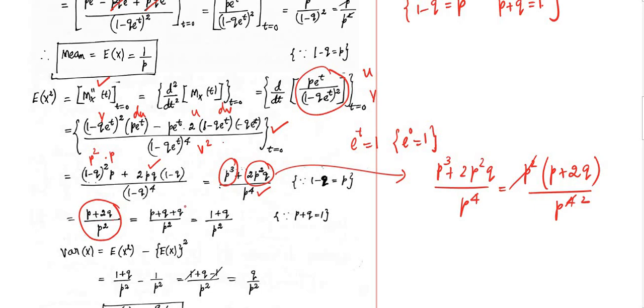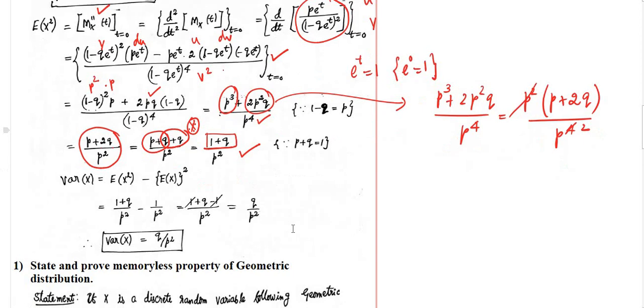This 2q will be replaced with q plus q. This step is very important. Why are we writing it as q plus q? We know that p plus q value is 1. So your answer will be 1 plus q divided by p square. This is the second moment, which is E of x square.